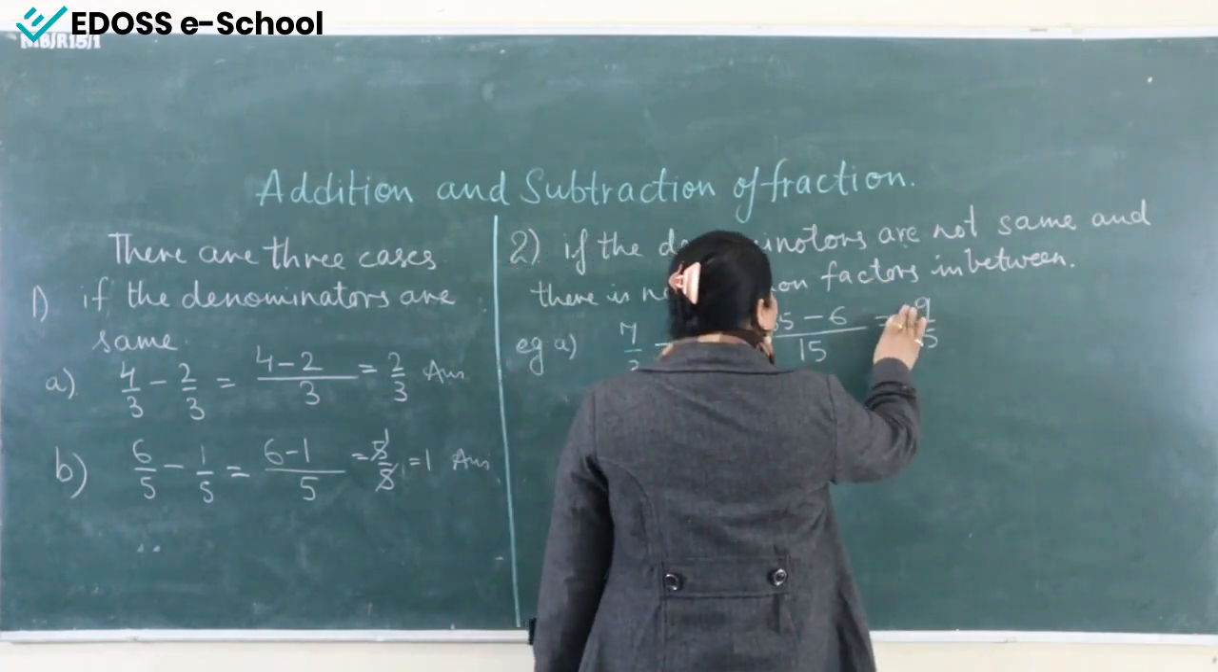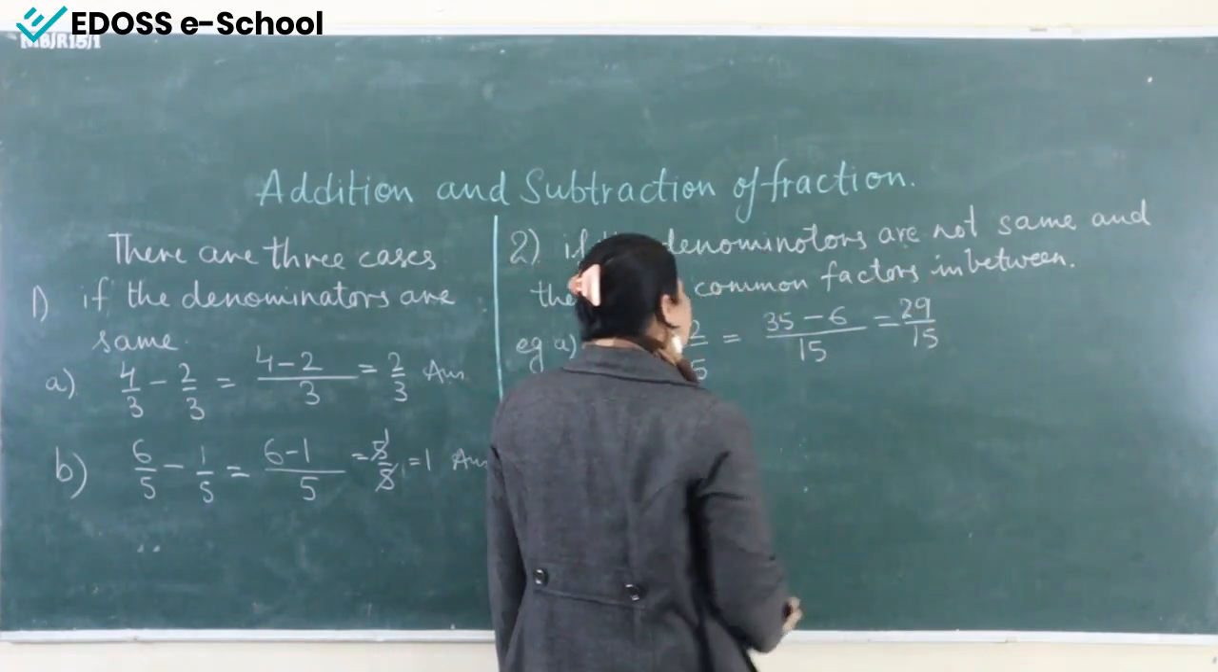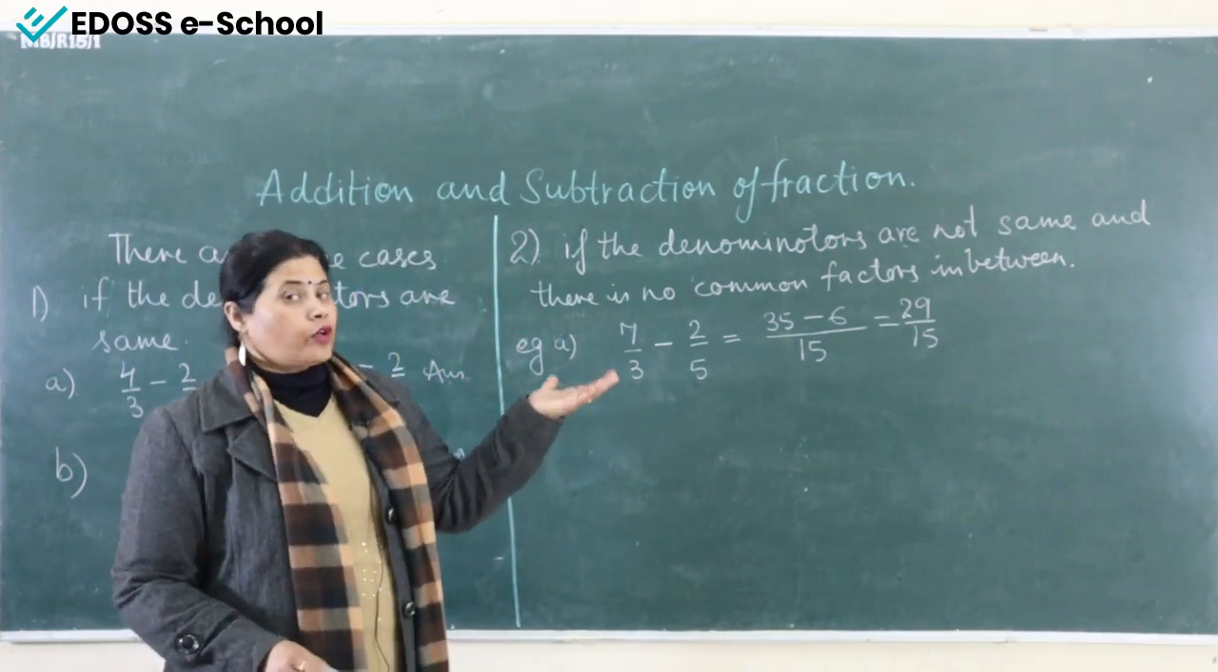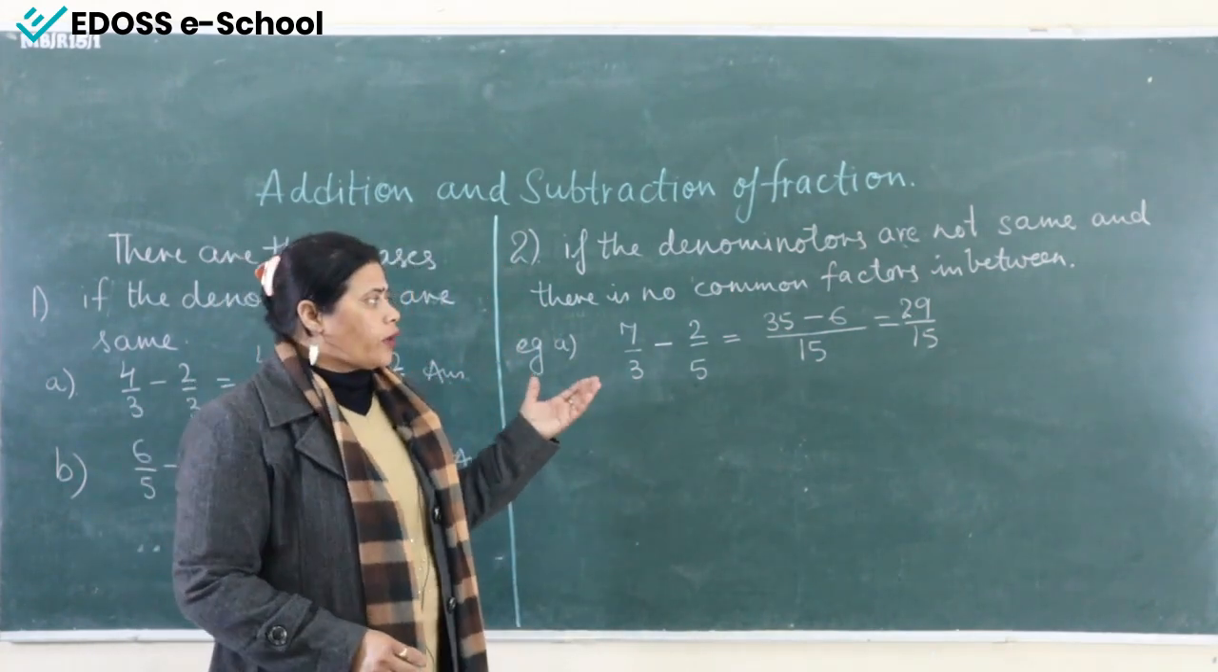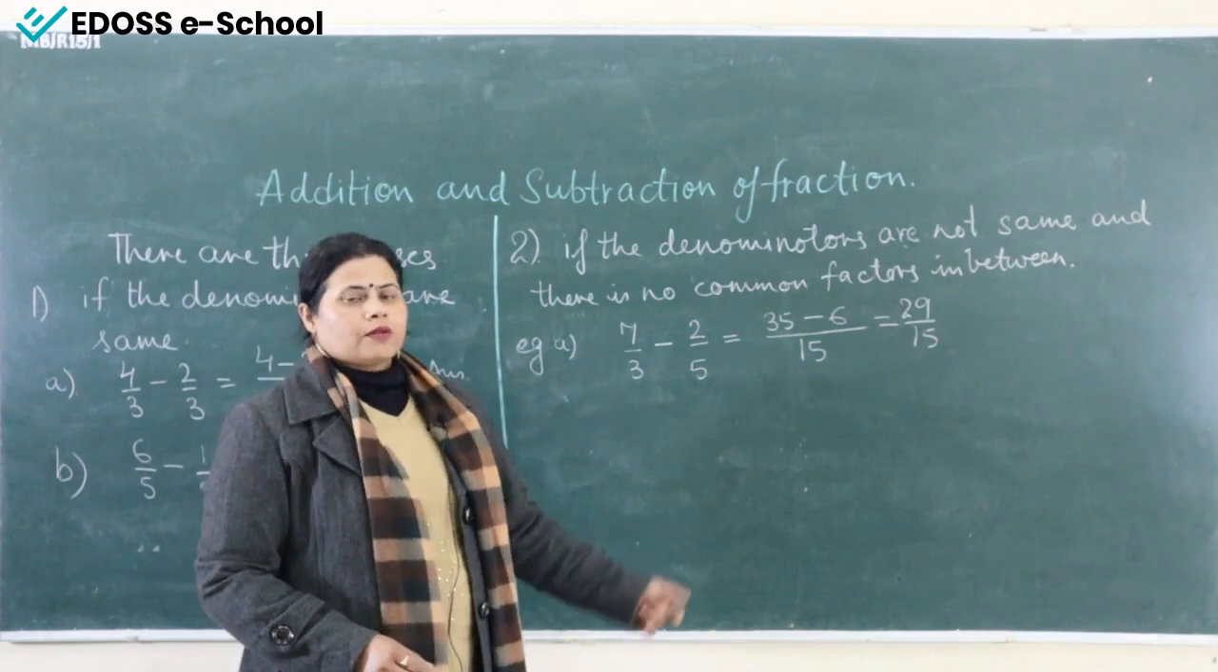Your answer is, sorry, 29 upon 15. 29 is a prime number, so it will not cancel. So this is my answer.